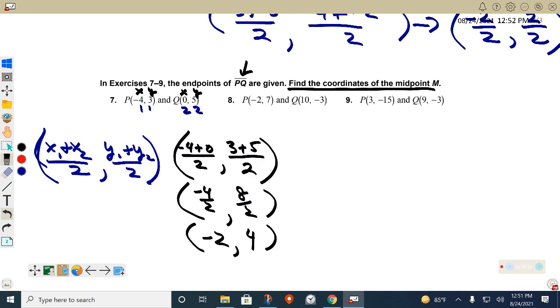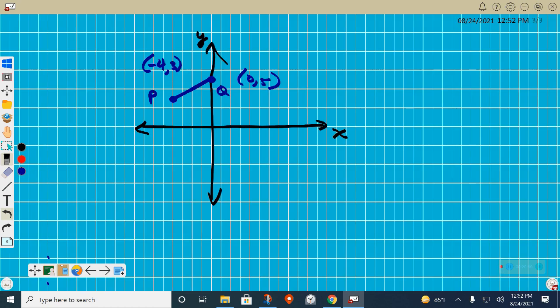I think that works. Go ahead and plot it with me on your graph paper. Negative 2, 4, watch. Look at my graph paper. Negative 1, negative 2, and then up 4. 1, 2, 3, 4. There's point M, the midpoint. Negative 2, 4. That's the answer. It's right in the middle. Right smack down in the middle.